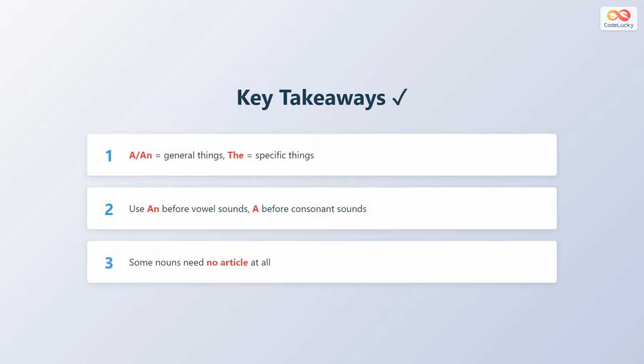Let's summarize what we have learned. First, a and an are used for general things, while the is used for specific things. Second, use an before vowel sounds and a before consonant sounds. Remember, it is based on sound, not spelling. Third, some nouns do not need any article at all, especially when talking about things in general or abstract concepts. Keep practicing these rules, and soon using articles will become natural for you.